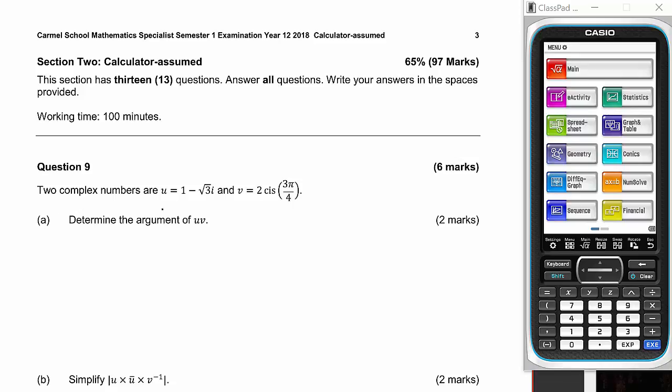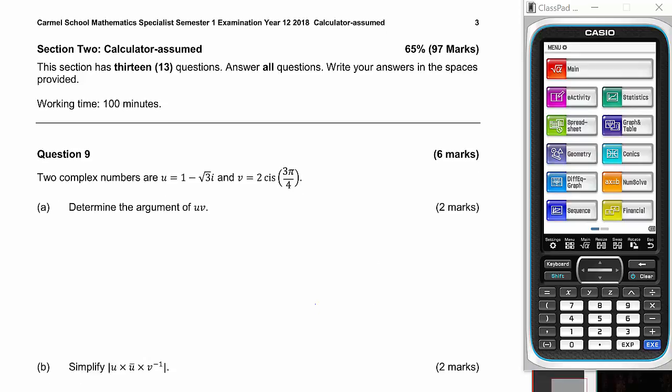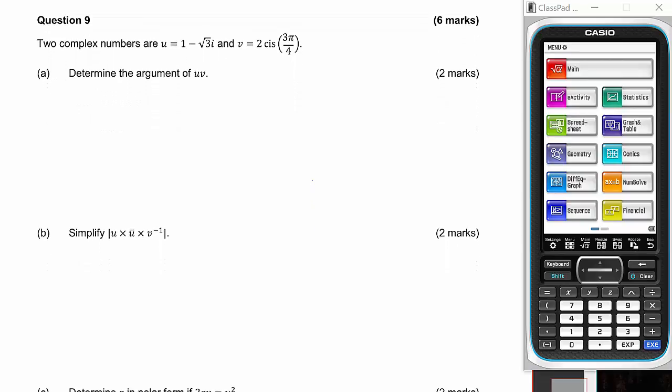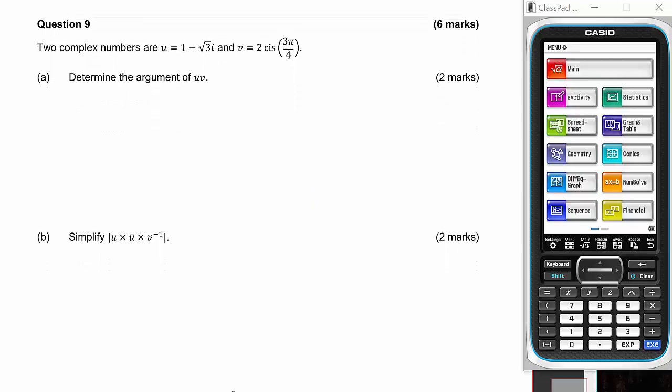Two complex numbers are u is equal to 1 take away root 3i, and the other one is v is 2 cis 3 pi by 4. We want the argument of uv. So the first thing I would do is convert 1 minus root 3i into polar form.